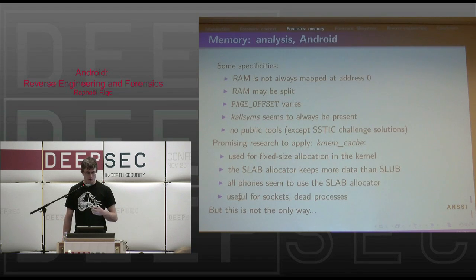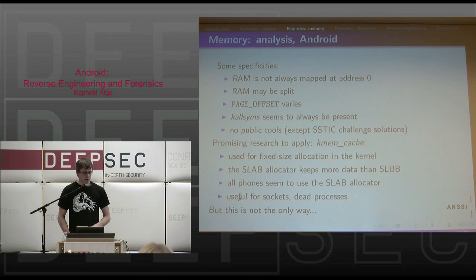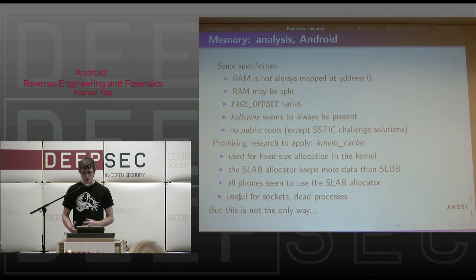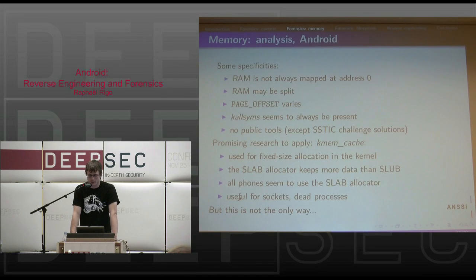Also, page offsets, which means where the kernel is mapped, sometimes vary, so you have to take that into account too. Fortunately, the kallsyms files seem to always be present, so it kind of facilitates finding the different symbols and structures inside. And of course, for memory analysis for ARM CPUs, you get no public tools. The only one I know of for x86, well, there are two of them, but for example, Volatility, which is one of the most complete solutions to analyze physical memory dumps, does support x86 with a few patches, but there is nothing for ARM yet.